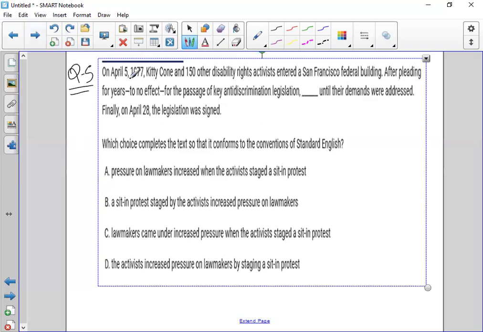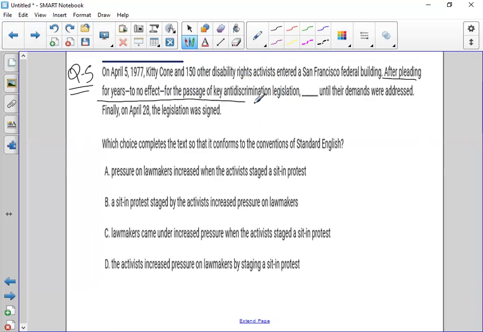Now, on April 5, 1977, Kitty Cohn and 150 other disability rights activists entered a San Francisco federal building. After pleading for years to no effect for the passage of key anti-discrimination legislation, comma, blank, until their demands were addressed. So here we need to understand that before this blank, there is a comma. So whatever is written after the comma, the person or the thing needs to do this activity. We need to think of it like that. After pleading for years to no effect for the passage of key anti-discrimination legislation, we need to write the person or thing that should have pleaded for years.